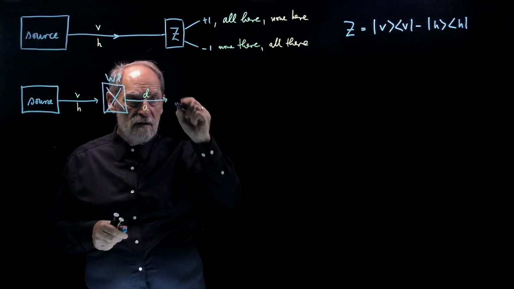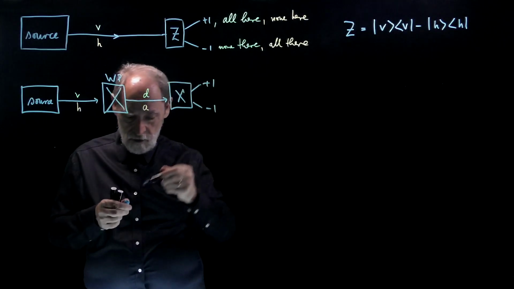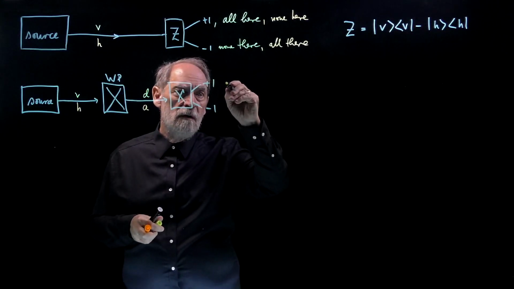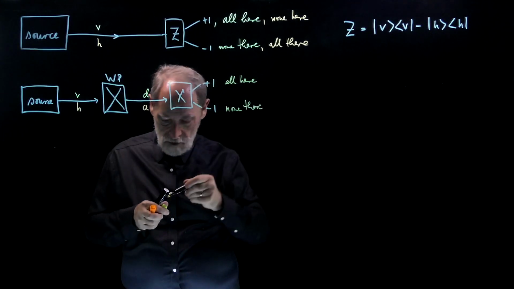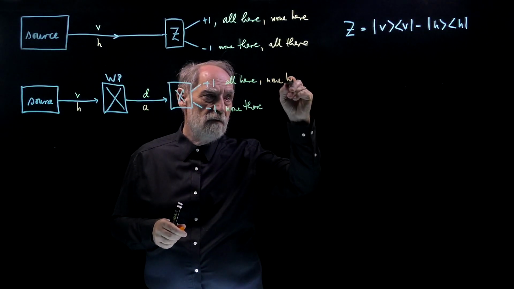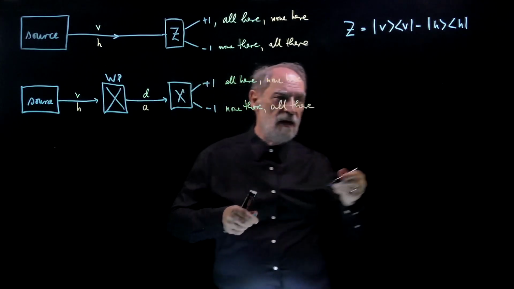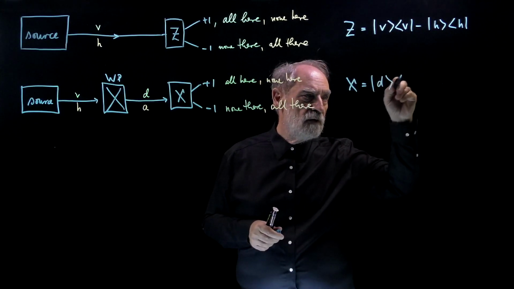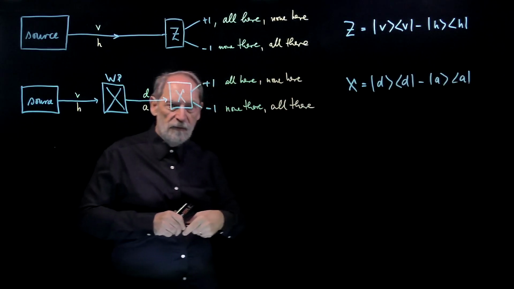Now, rather than measuring Z, we measure X. And again, we have outcomes +1 and -1. So, the diagonally polarized photons, they all go here, and none of them go there. And for the anti-diagonally polarized photons, it's the other way around. None of them are here, and all are found there. This, of course, is just saying again that the X measurement has value +1 for the diagonally polarized photons and value -1 for anti-diagonally polarized photons.